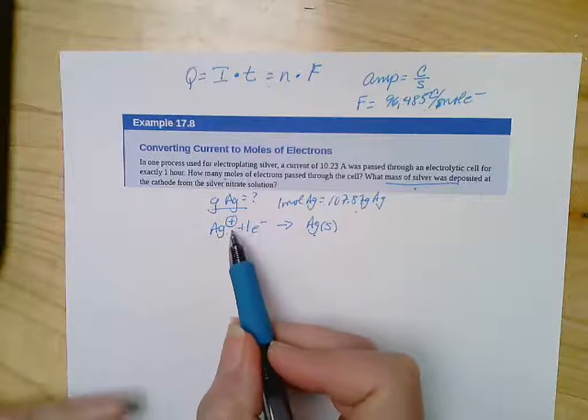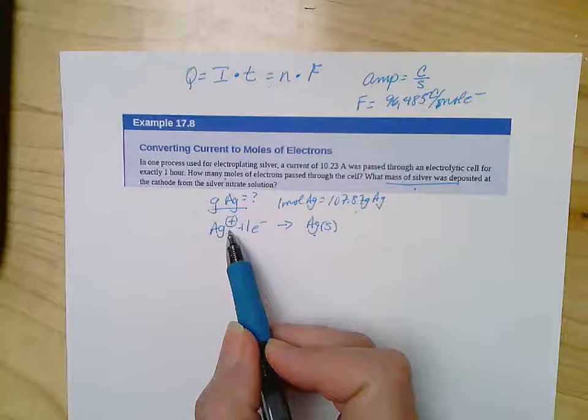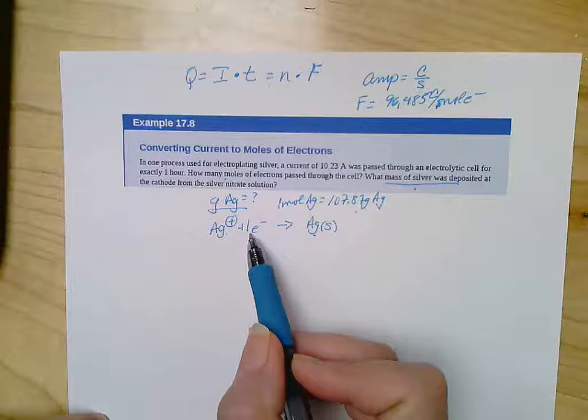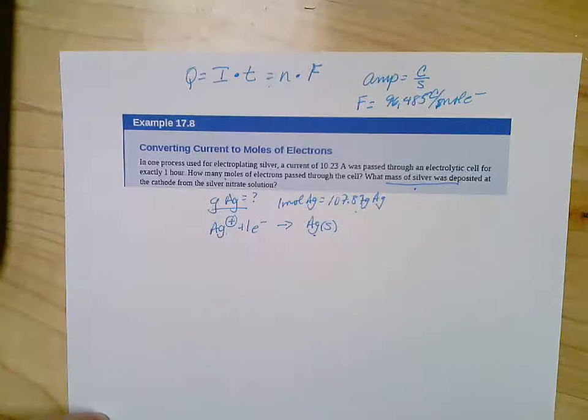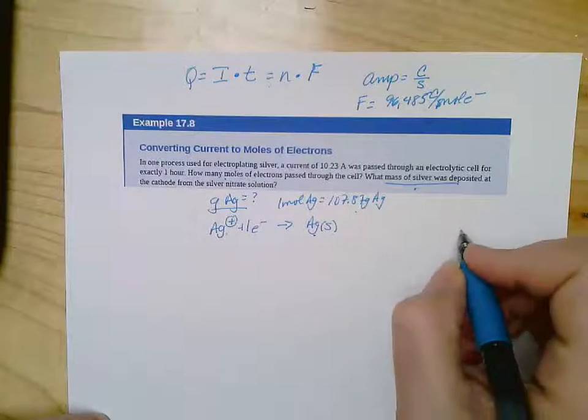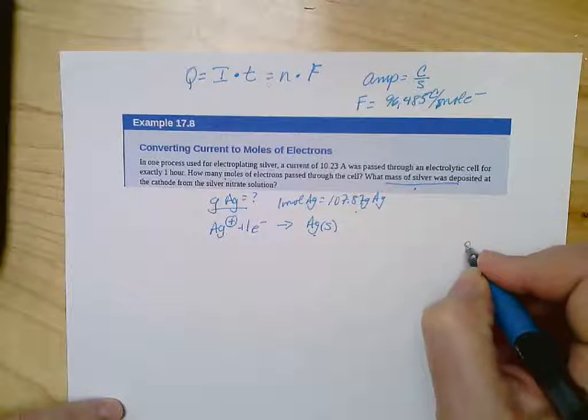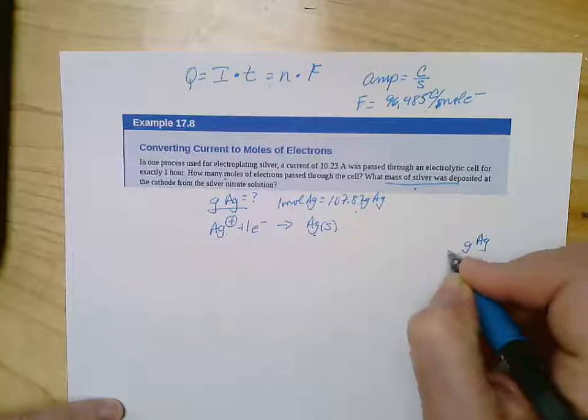And then silver is a +1 ion, only has one oxidation state. Otherwise, they would have to tell you. And it takes 1 electron to reduce it to this. So I'm going to start and kind of plan out my units. I want to come out here in grams of Ag.